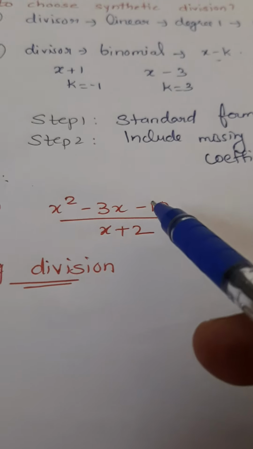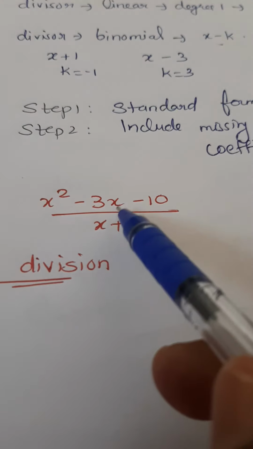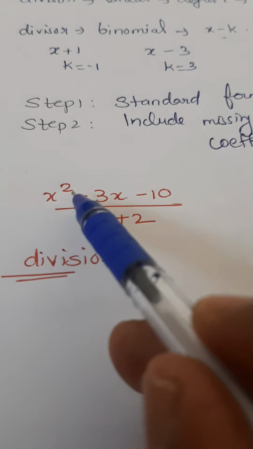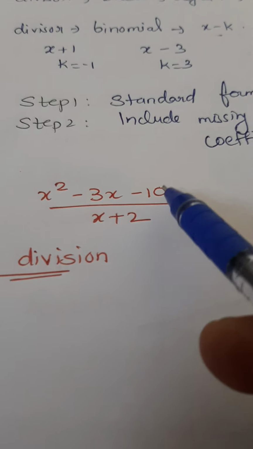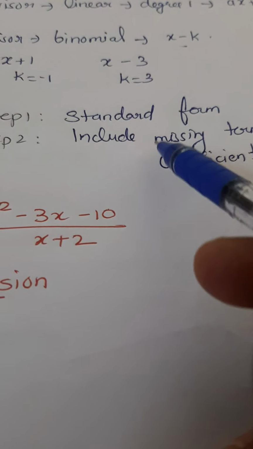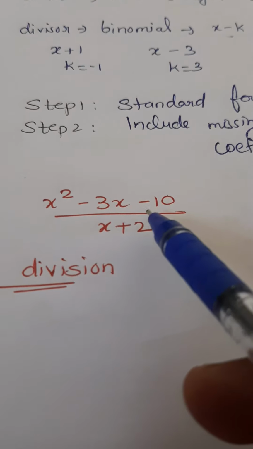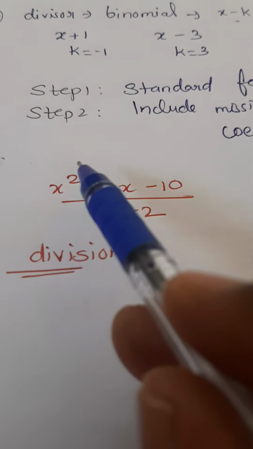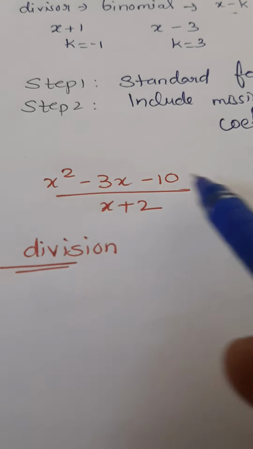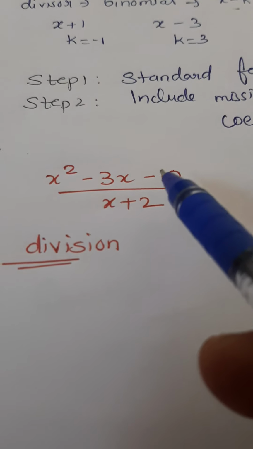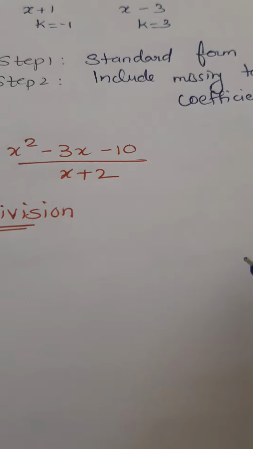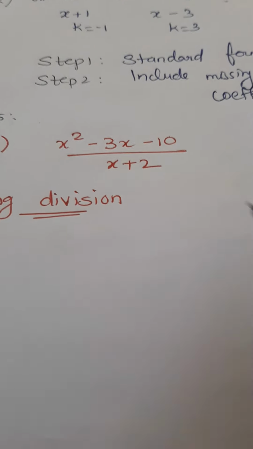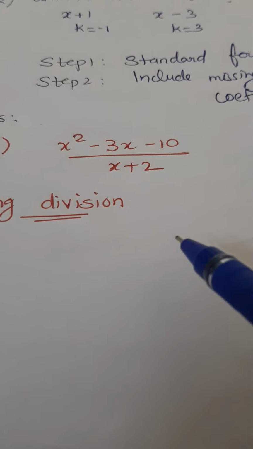Now I have taken an example: x square minus 3x minus 10 divided by x plus 2. The dividend here is x square minus 3x minus 10. Let's check the first two steps. Is it in the standard form? Yes. Are there any missing terms? No, there is x square, x, and the constant. There are no missing terms here. Before going to synthetic division, let me tell you how we can solve this using the long division method, and then we will compare the two for better understanding.